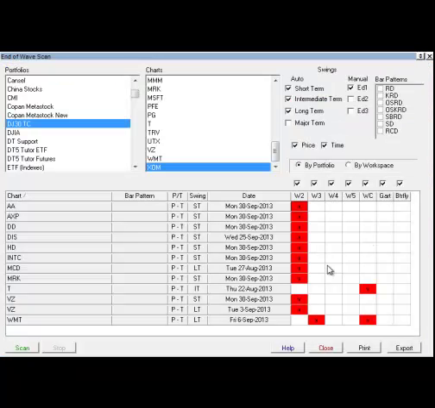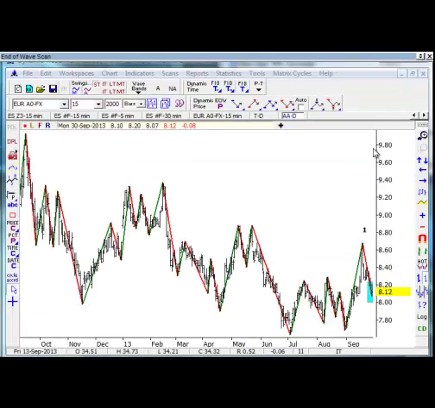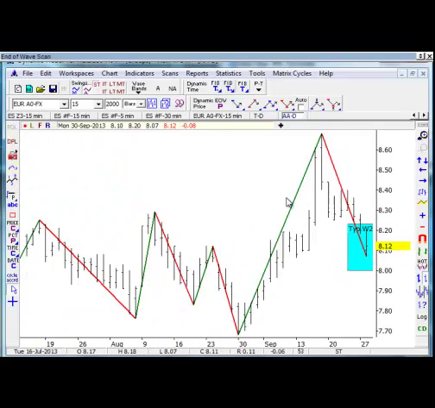Let's take a look at one more. Well, let's just go to the first one in the list. AA, American Airlines. It says it's in a position for a wave 2. Let's click on the chart. Let's roll up our results and see just where we're at here. We don't need so many bars on the chart.